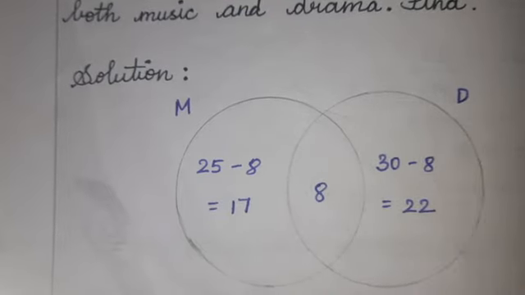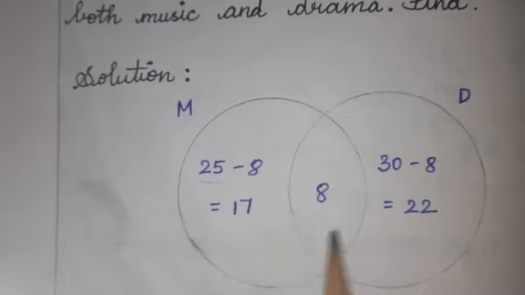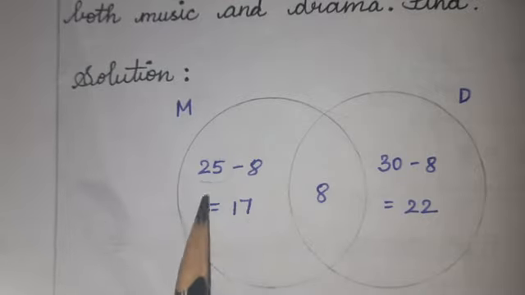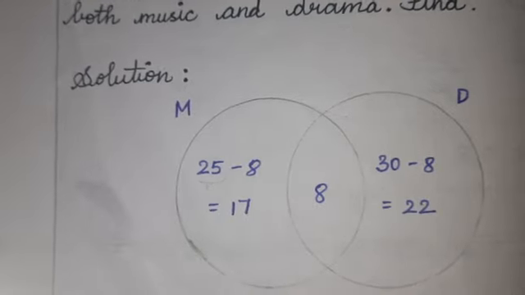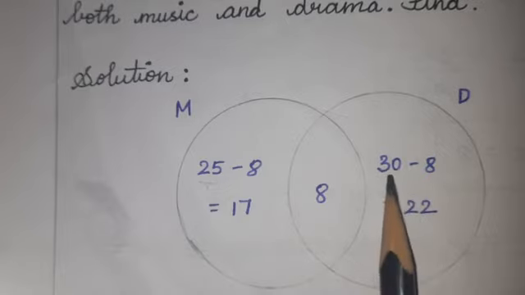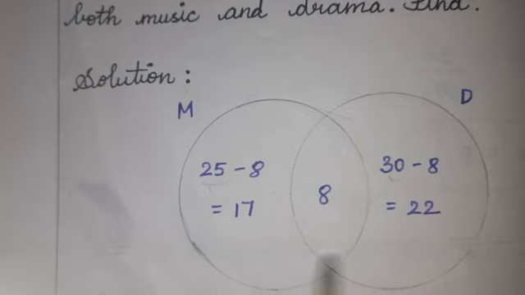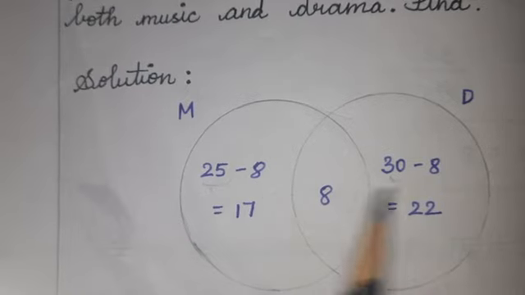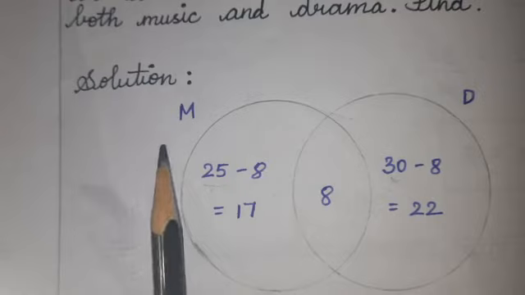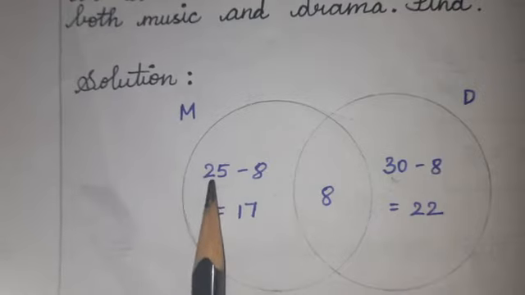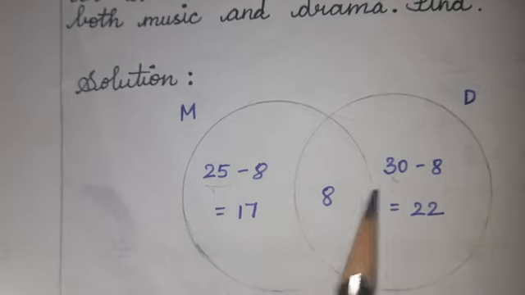Here they have given us 25 students take part in music. First you should write 25 here, because this is the music circle. And next they have given us 30 students take part in drama. Here in the second circle you should write 30. And 8 students take part in both music and drama. Both means this is common for both sets. In the common place you should write 8. So first draw the 2 circles, give the names of the circles. 25 participated in music, the number who participated in drama is 30, and the common is 8.